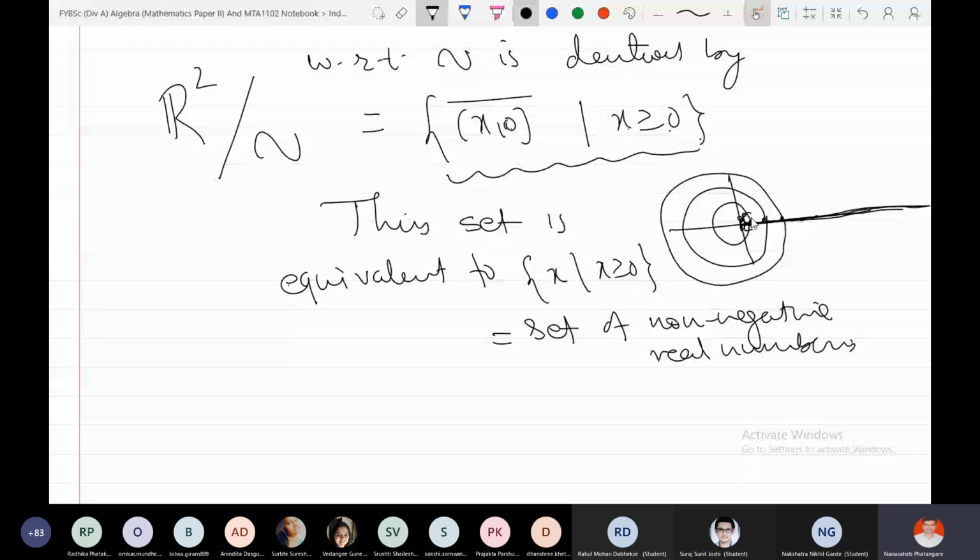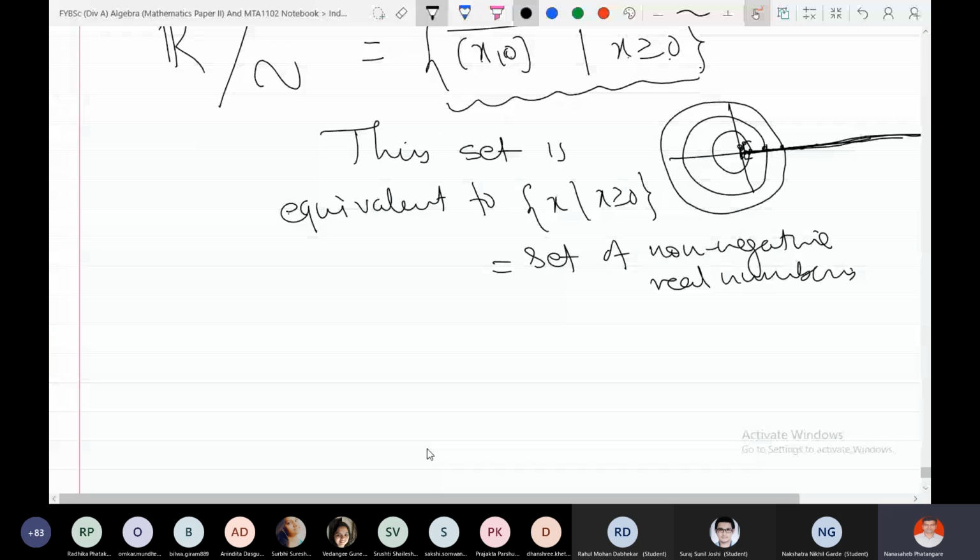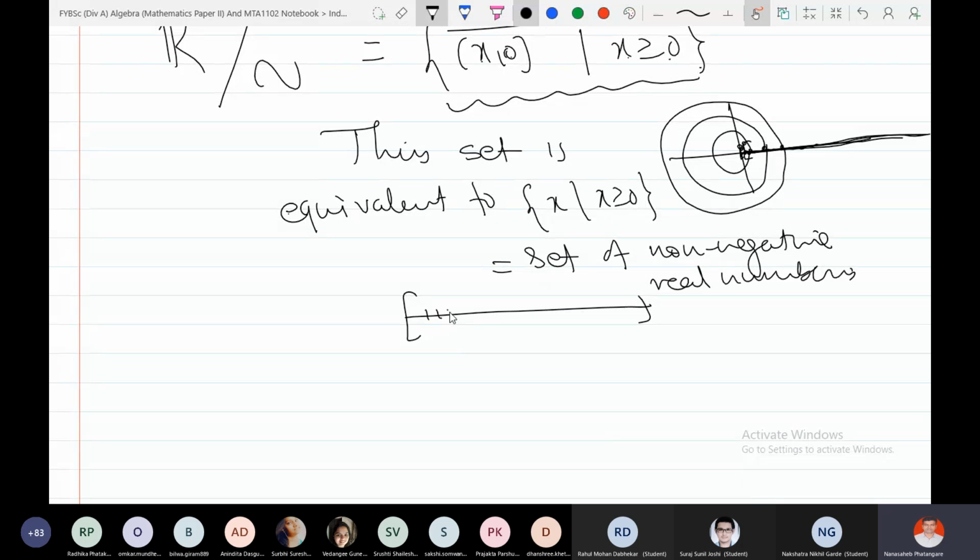So this is identification. And what is identification? Identification is this positive x-axis only. You choose any point on this, that will give you one class. And therefore this set is equivalent to the non-negative real numbers, or x greater than or equal to 0. So the positive x-axis stands for positive real numbers or non-negative real numbers, because 0 is also there. So this is a fact actually.